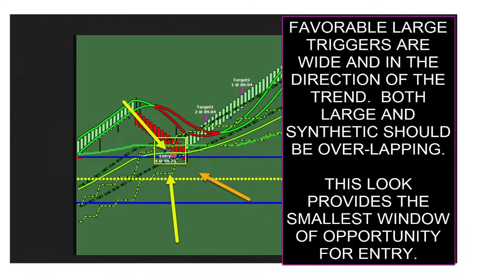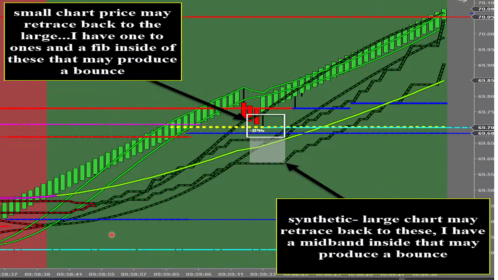And then when you put an area inside of those triggers, fibs, mid-bands, yellow 1-to-1s, what happens is you give it something to bounce off of. And the tighter they are on top of each other, the higher your advantage, the least amount of risk, the most accuracy. So favorable large triggers is a wonderful, wonderful phrase. And it doesn't matter if your areas are in the small or large, guys. Don't think one is more important than the other.